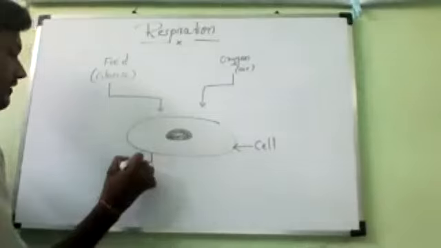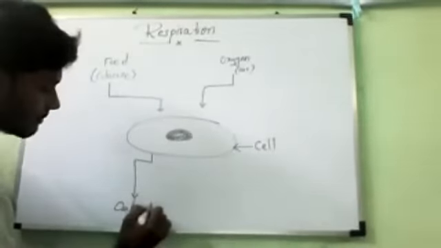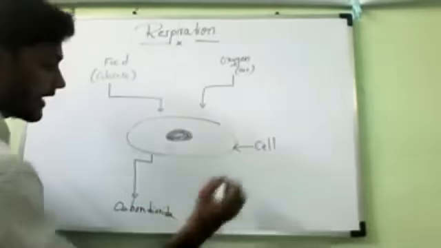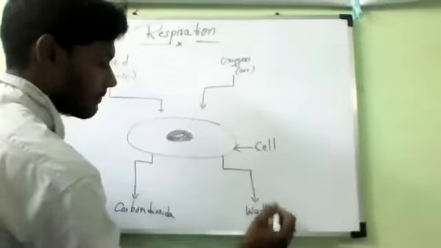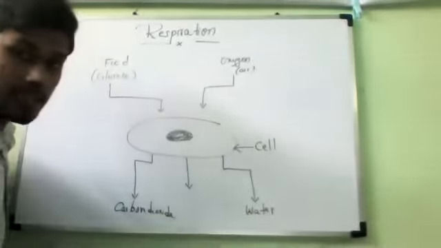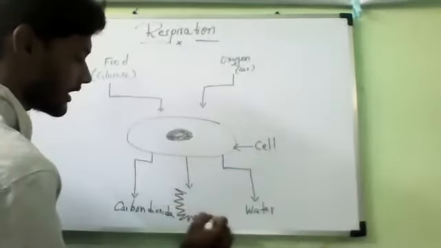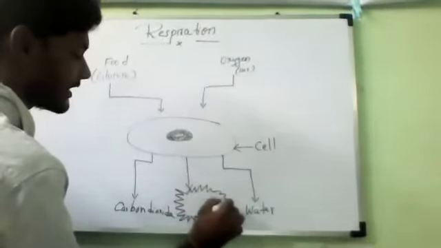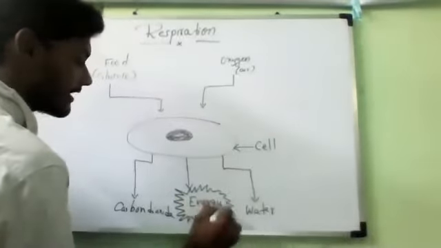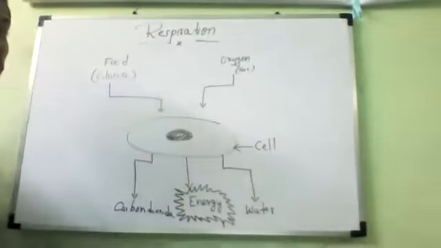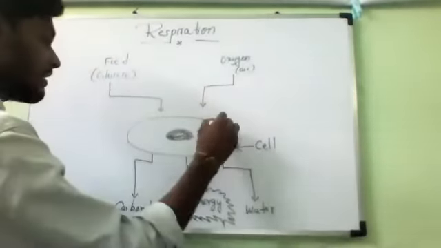After the reaction, what is the first product? Carbon dioxide. Second product, water. And the main use? ATP molecules. Energy will be stored in the form of ATP, stored in cells. That is all. This is how respiration takes place inside the cells.